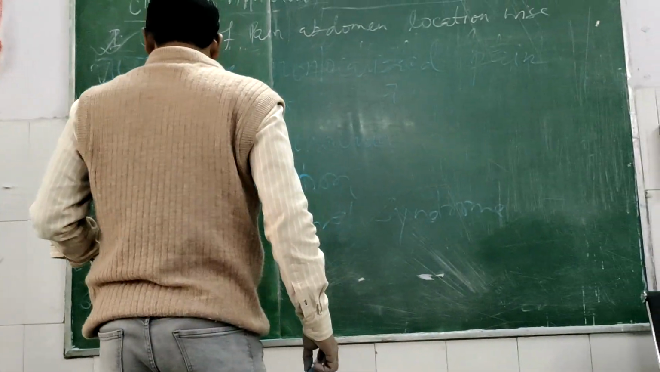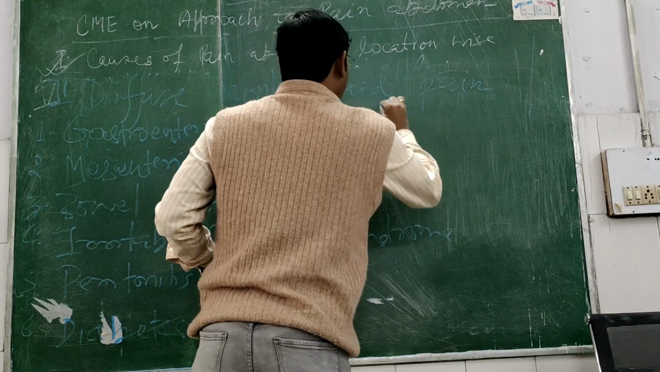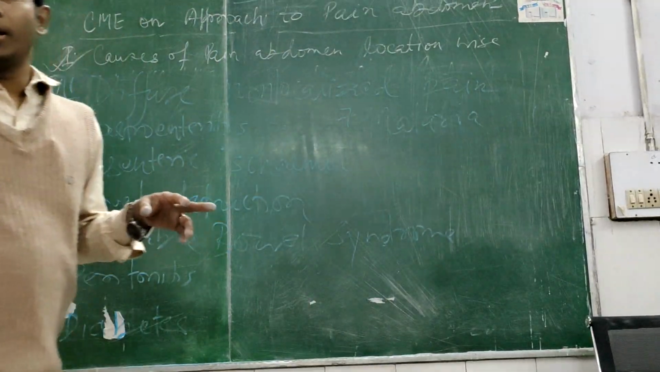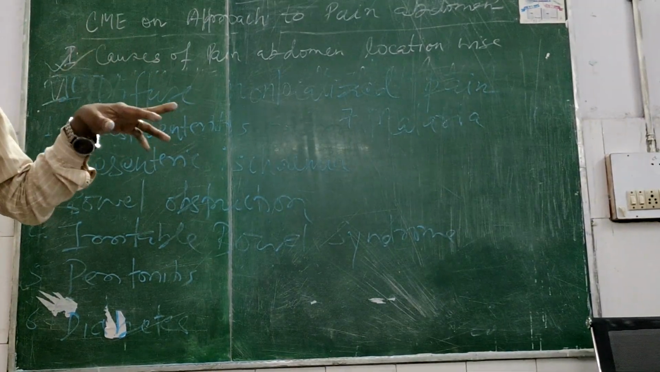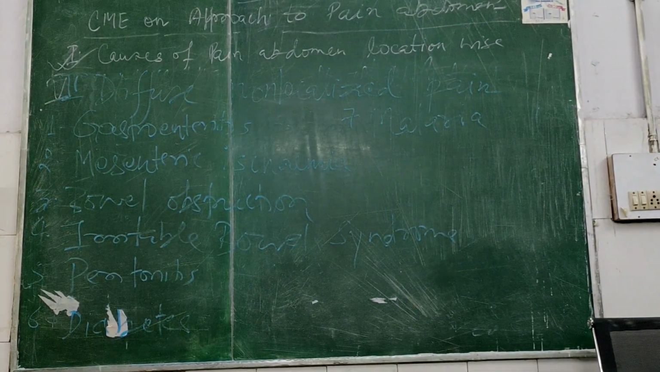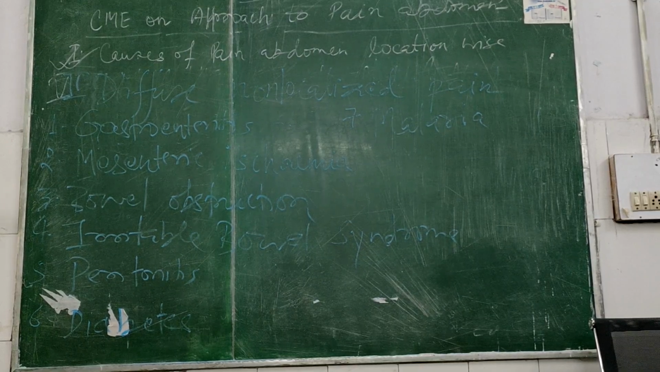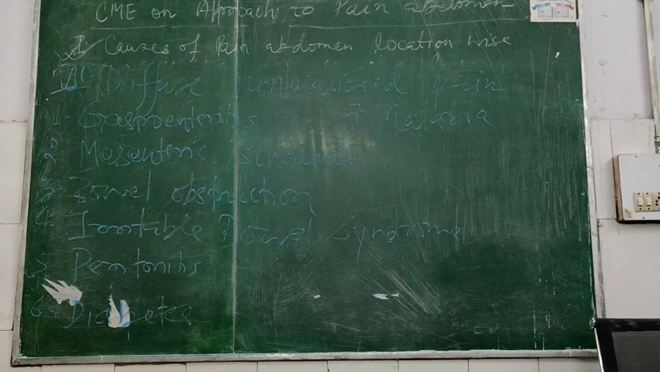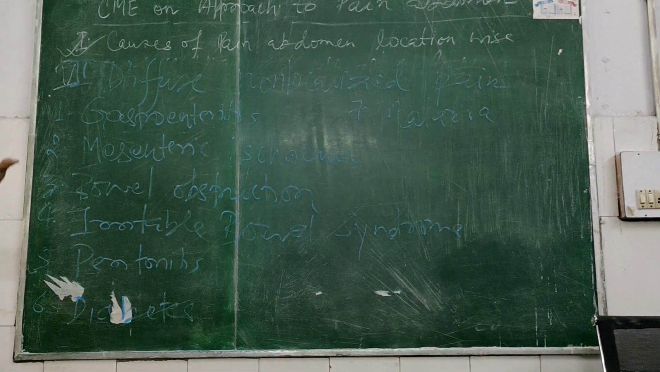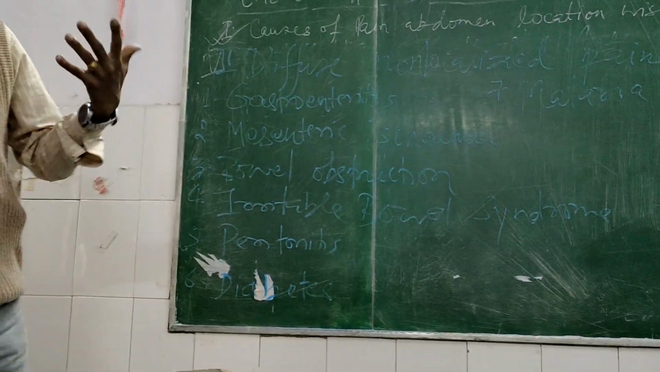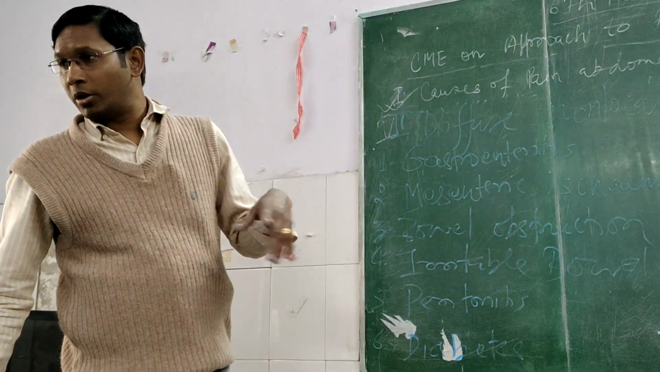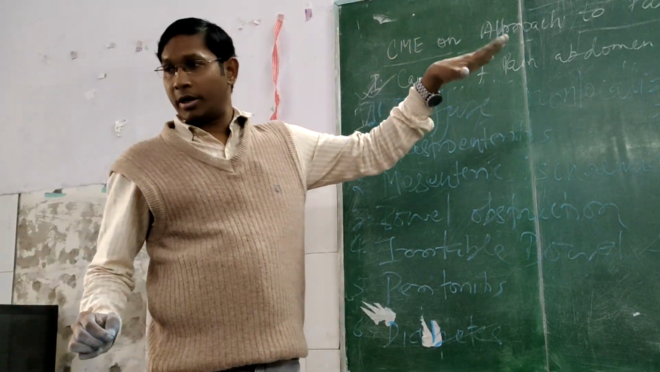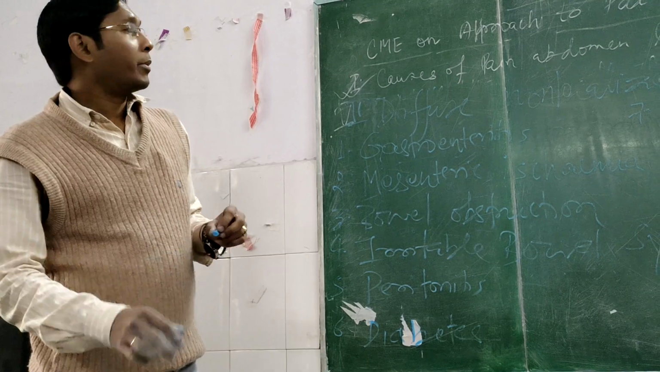Now, another important cause of diffuse non-localized pain: malaria. Malaria is also a very important specific cause of pain abdomen, which we should keep in mind. Malaria causes pain abdomen, and that is diffuse non-localized. But there will also be associated features of malaria like hepatosplenomegaly, duration of fever, and quotidian or tertian fever like that. But we should know first of all that malaria can cause pain abdomen.